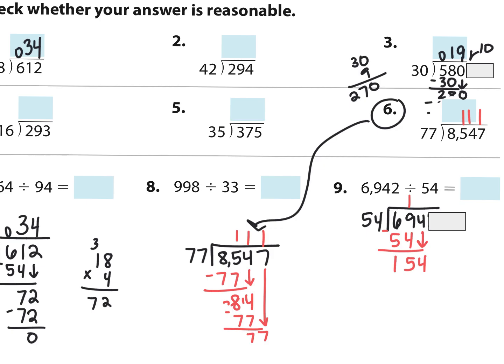Okay, I know that 3 50s make up 150. So maybe 3 54s could go into 154, or do we think maybe that's too much? Maybe too much? Yeah. So then we're going to try 54 times 2, and we're going to see what that gives us.